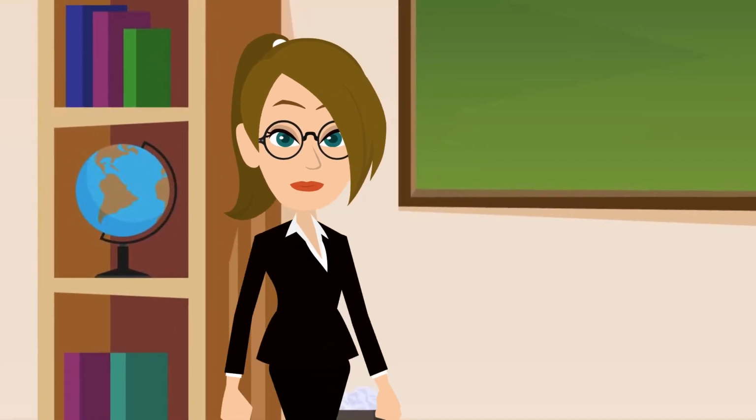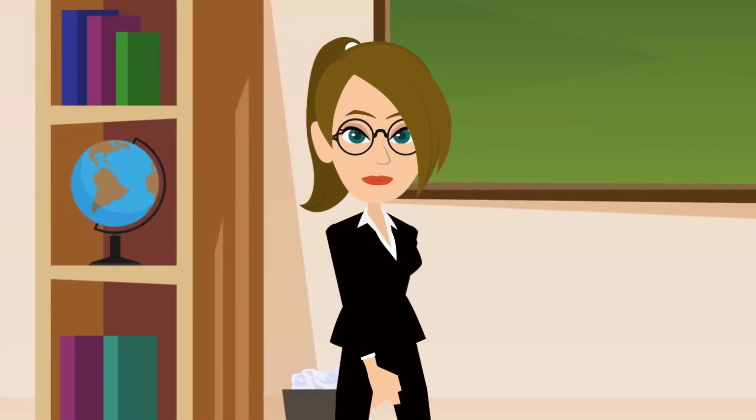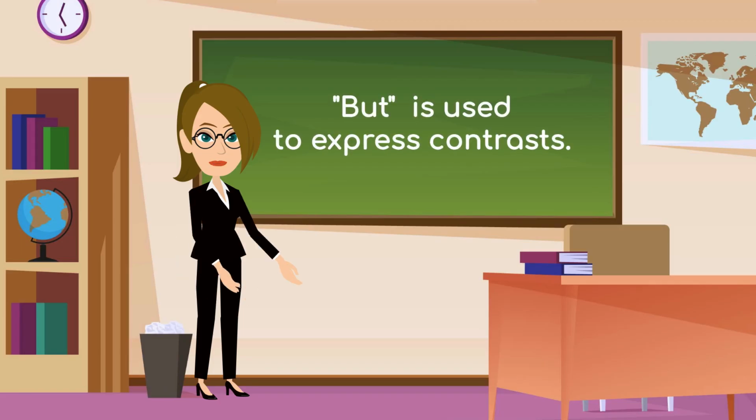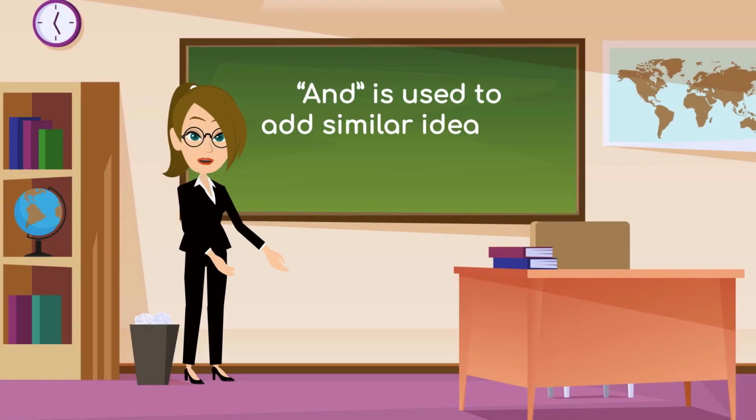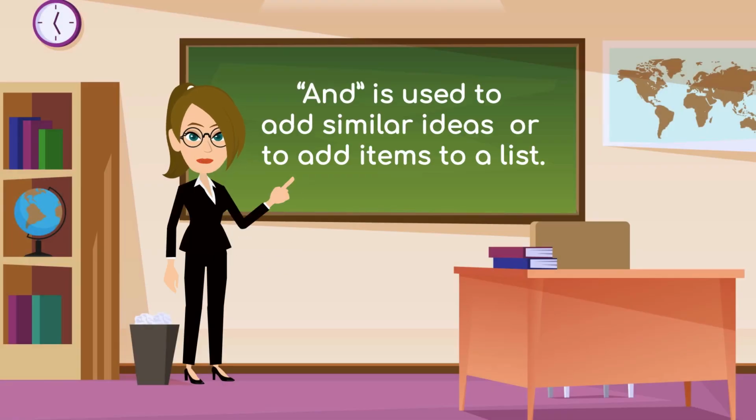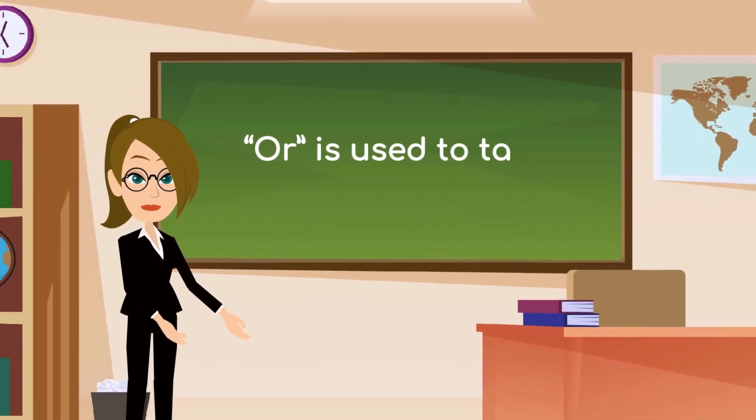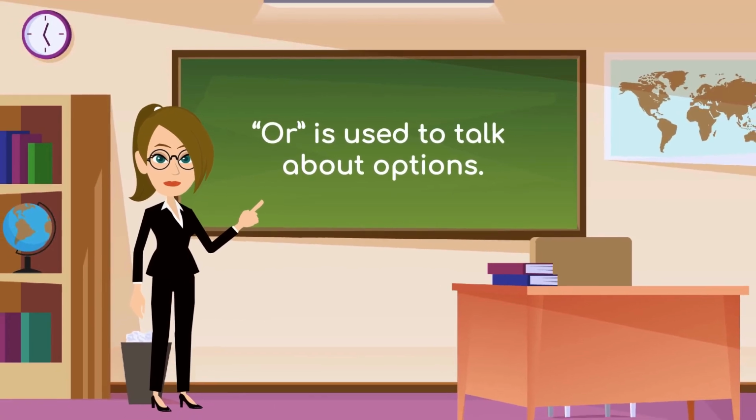Coordinating conjunctions all serve a purpose. For example, but is used to express contrasts, while and is used to add similar ideas or to add items to a list, or is used to talk about options, etc.